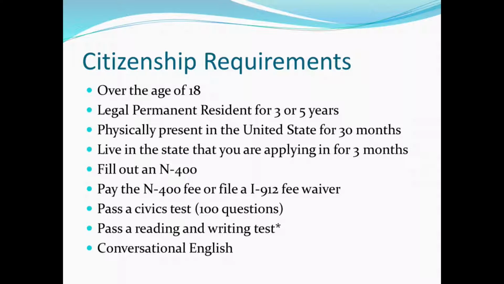Once you've filled out your form and sent in the filing fee, you'll be required to pass a civics test, which is 100 questions. These questions are about U.S. geography, history, and government. You'll have to learn 100. Out of that 100, they will ask you 10 questions. You must get 6 of those 10 correct. During your interview process, if you answer the first 6 of their 10 correct, they'll stop. So as soon as you get 6 correct, that part of the test is over.